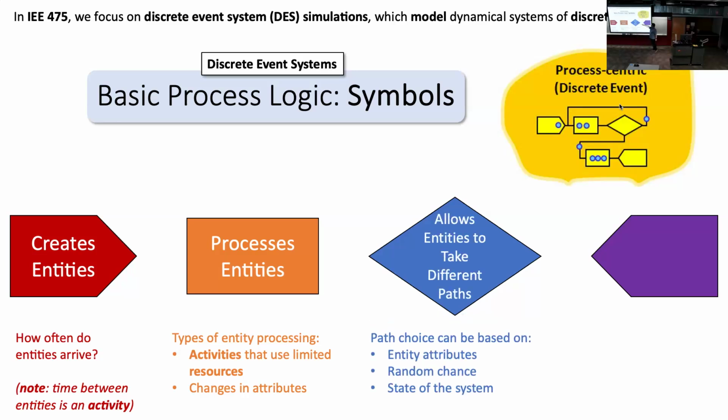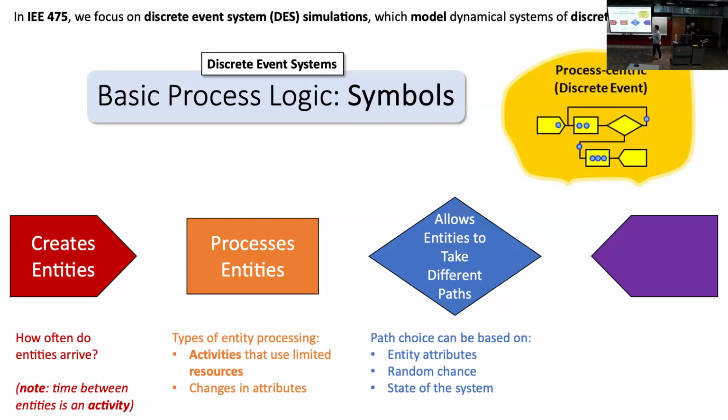These diamonds are branches. And so entities will come in one side, and then they can come out the other sides. And you can have a logic in here that allows them to say, well, if this entity is of a certain age, then they go to a priority lane. If this entity has a certain status, they go a certain way, and so on and so forth. And so you can have them take different paths.